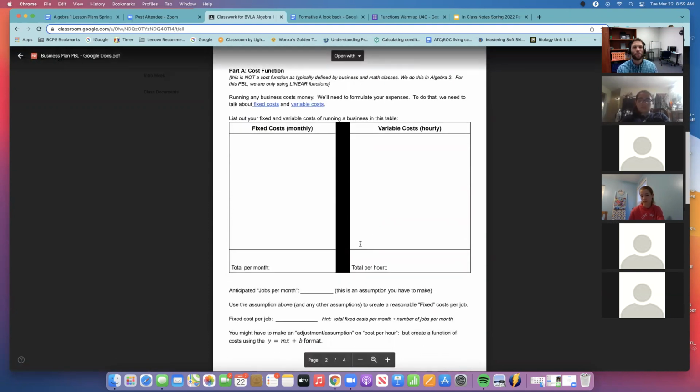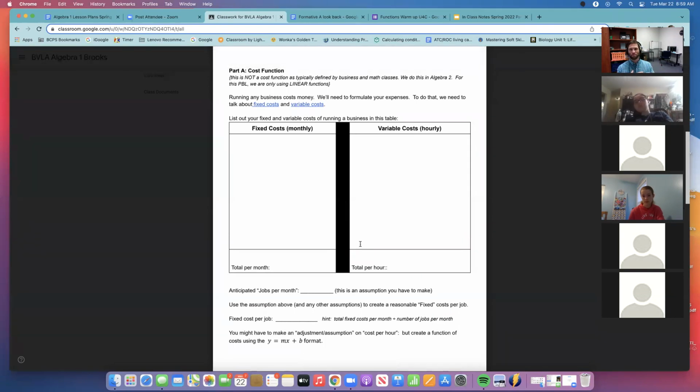Right here. Costs are going to do the same thing. You're going to have fixed costs. What are some fixed costs? Fixed costs are costs that you spend no matter what you do, if you do a lot or a little. Price per hour goes up, that's utility. Price per hour going up is a variable cost. Right, exactly. What's an example of a fixed cost?